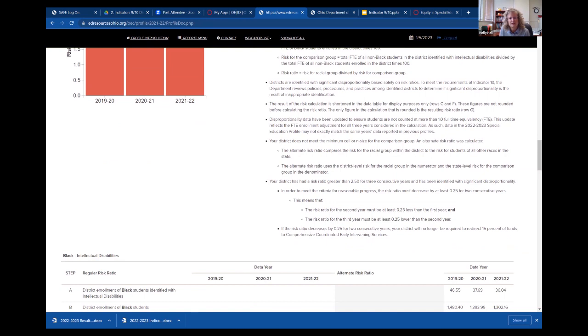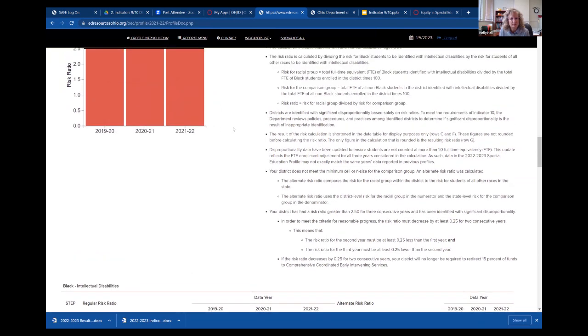We know that districts are going to have to look at their policies and procedures and practices all around evaluations and how they're identifying students to determine is this really an issue of just over-identification, or as they indicate, inappropriate identification? And then the result of the risk calculation has been shortened in the data table, which you can look at the targets specifically from 19-20, with the target being less than 2.5.